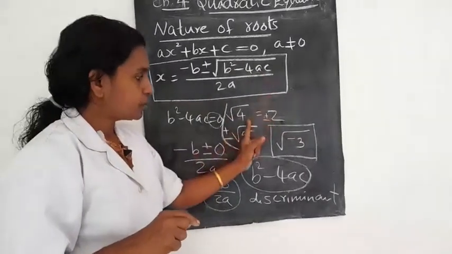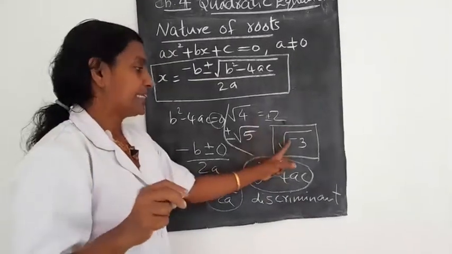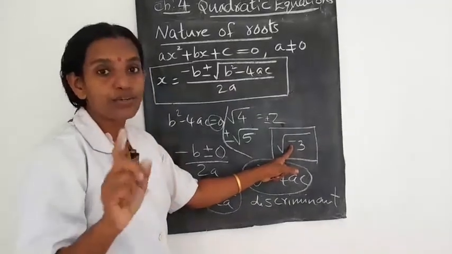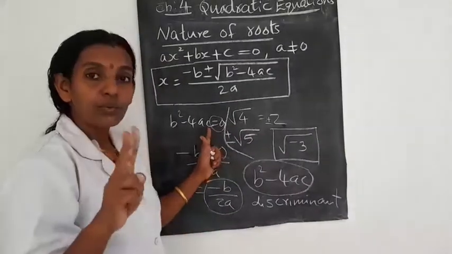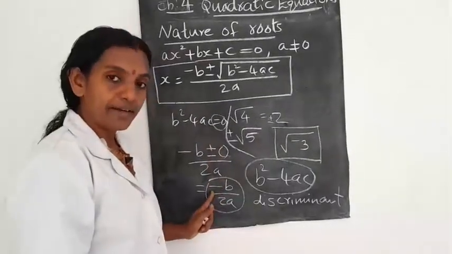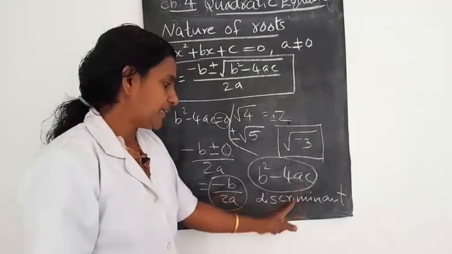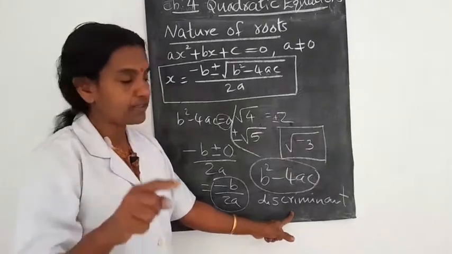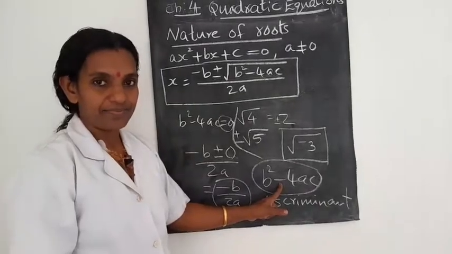If it is a positive number, you can find 2 real roots or solutions. If it is a negative number, we can write that the given quadratic equation has no real roots. If it is 0, we can say that 2 equal roots are there, and that value you can find very easily by negative b by 2a. So remember, b² − 4ac is the discriminant, because it determines the nature of the roots. Understand?